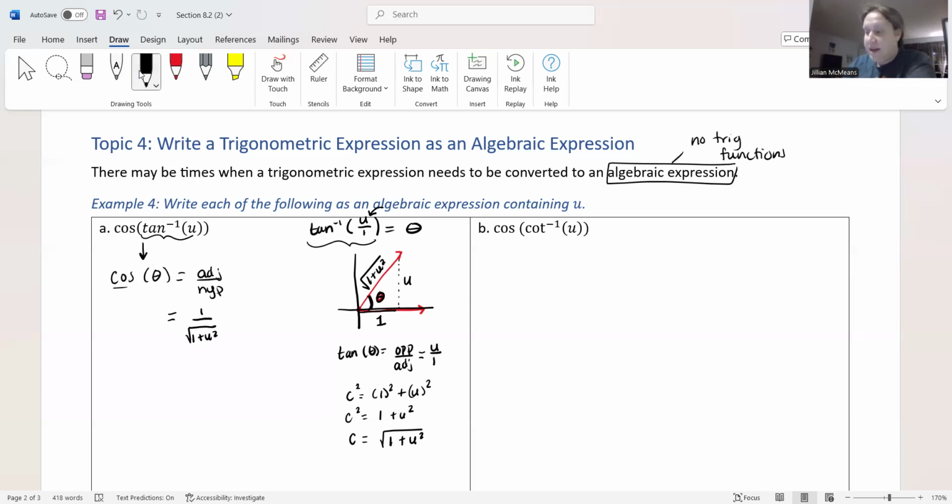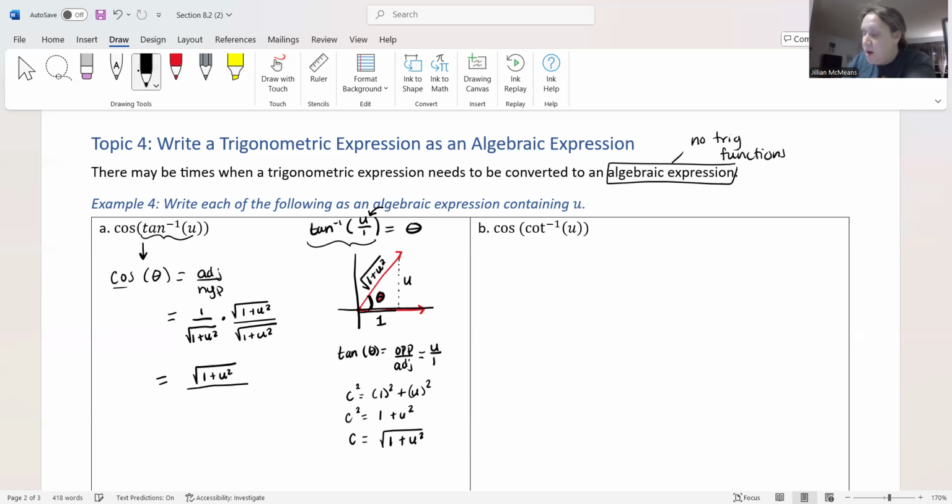So now I've taken this original trigonometric expression, and I've got it down to where it's no longer trigonometric. We've definitely gotten rid of all the trig stuff. We just need to rationalize it at this point. So to rationalize it, we just multiply by the square root of 1 plus u squared. We're going to do that on top and bottom. And that's going to simplify to just 1 times the square root of 1 plus u squared, which is just the square root of 1 plus u squared.